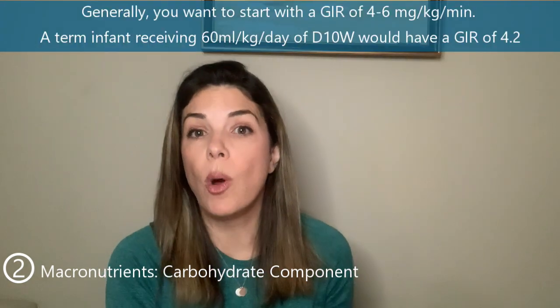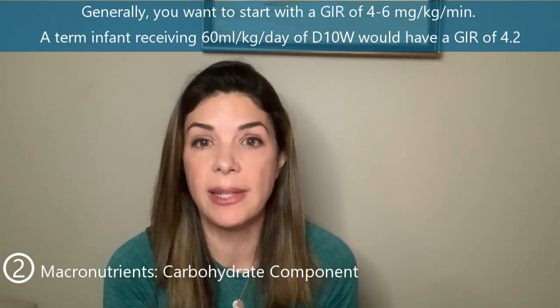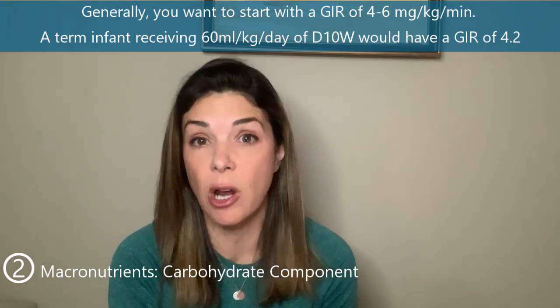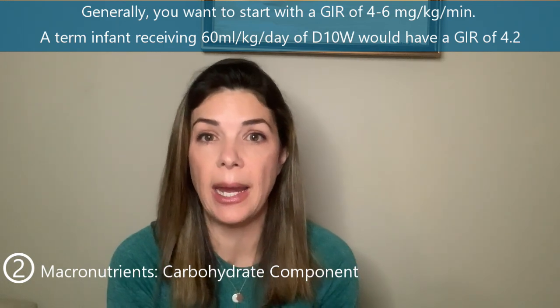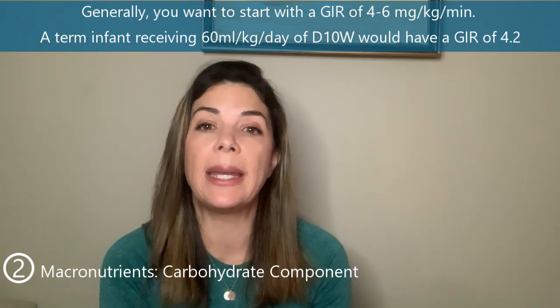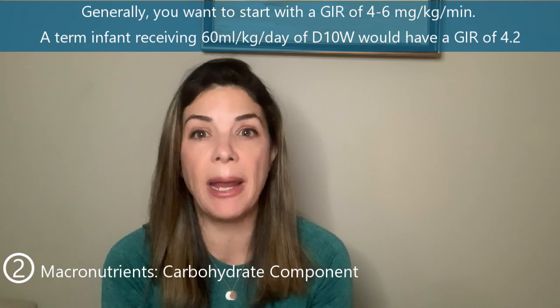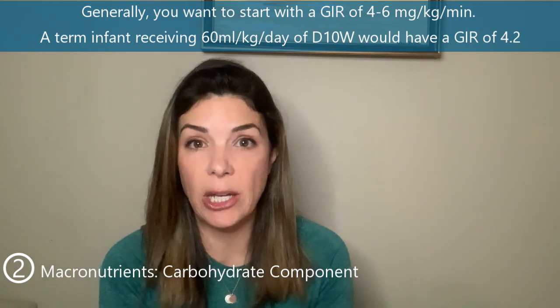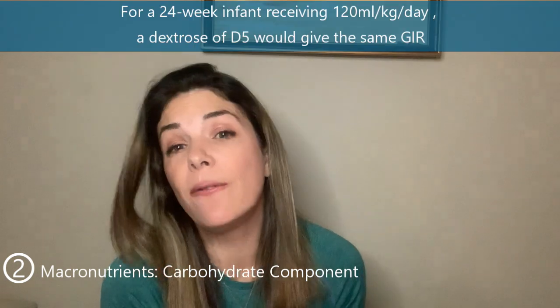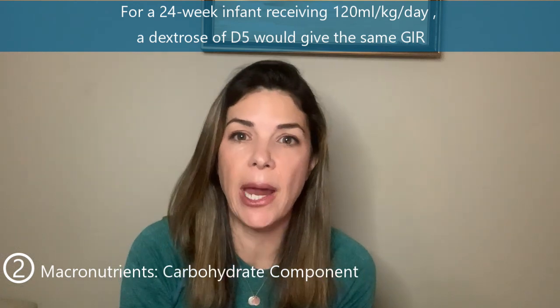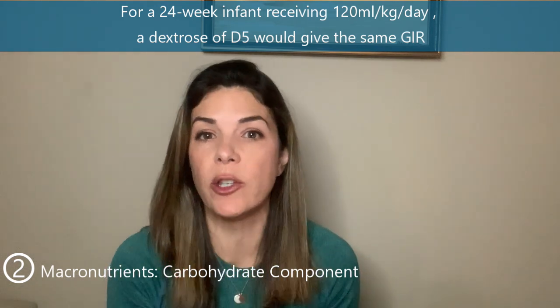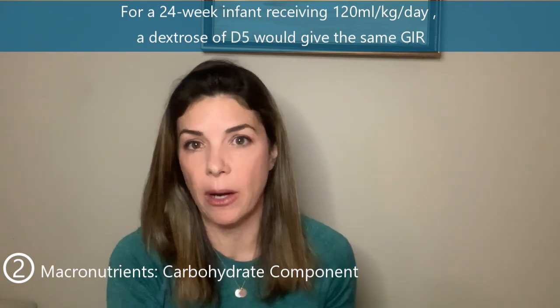So on the first day of TPN, where do you start with the GIR? And generally what we always say is that you want a GIR somewhere between 4 to 6 milligrams per kilo per minute to start with. A term baby who is on 60 mLs per kilo per day on D10W will get a GIR of 4.2 mg per kilo per minute on that combination of fluids. For a 24-week infant receiving 120 mLs per kilo per day, then to get that same GIR, the dextrose only has to have a concentration of D5, or 5 grams in 100 mLs.